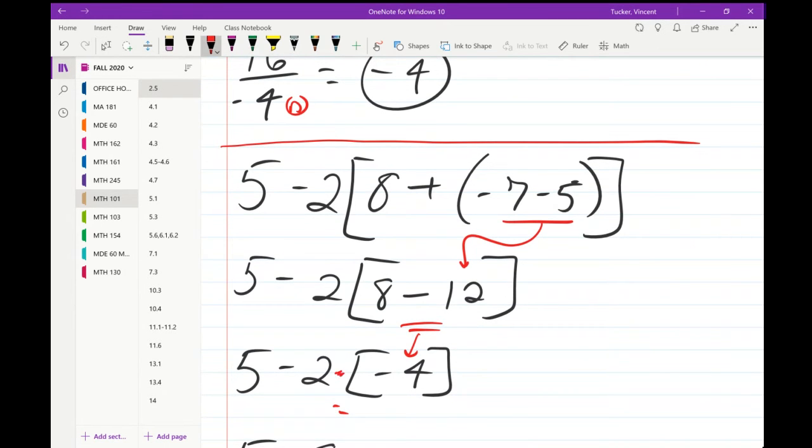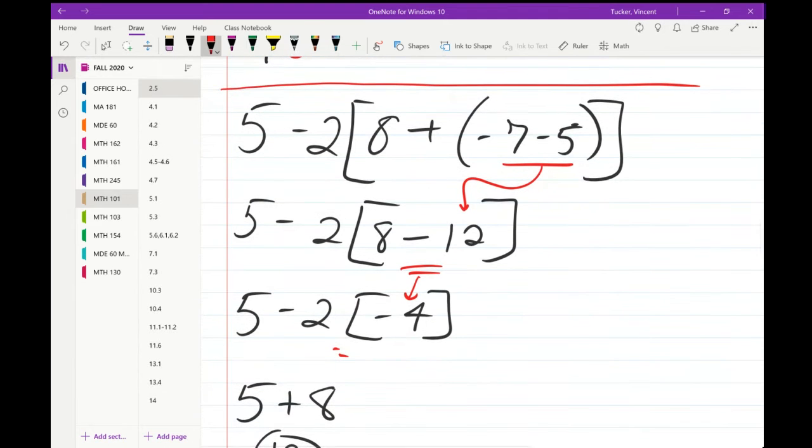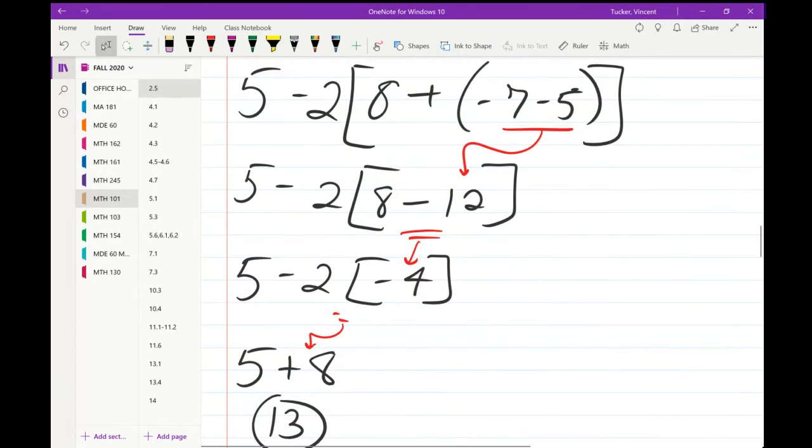Then here, whenever you have a number right up against a grouping symbol, that's multiplication. So that's what's going on right here. Negative 2 times negative 4, which would be positive 8. Negative 2 times negative 4 gives you positive 8. And then 5 plus 8 is 13.